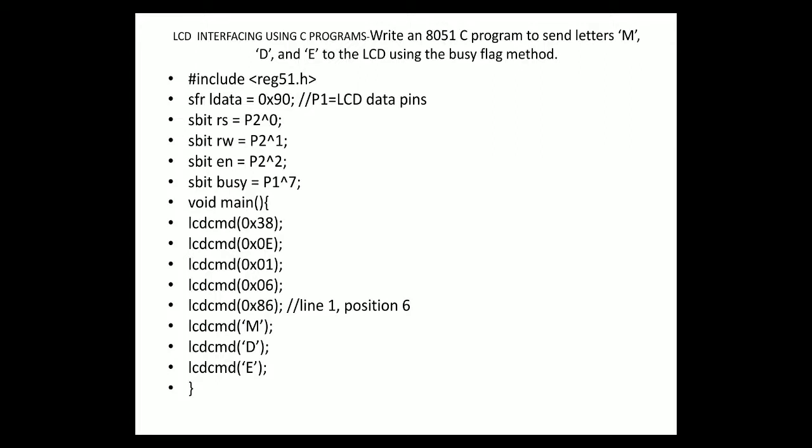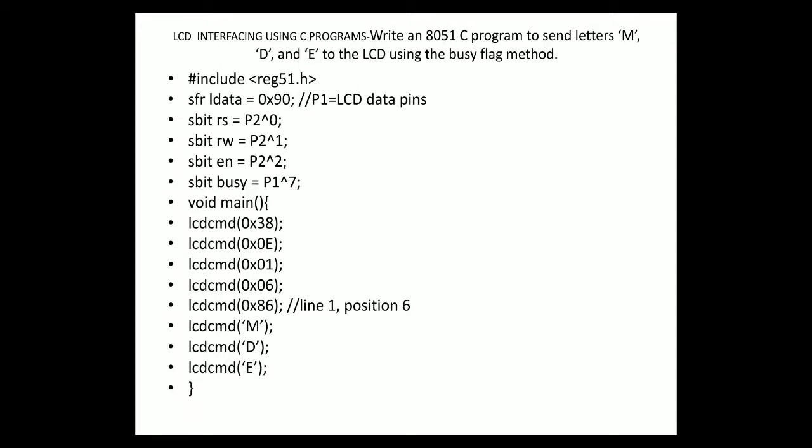Similarly, I have RS, RW, enable, and one more is added, BZ. So, how to initialize them? Using a data type. What is the data type used here? It is sbit. Getting this point? RS is a variable name, which will represent the actual RS pin. 2.0 is connected as RS, RW is 2.1, enable is 2.2. BZ is 1.7. I am using 1.7 for the BZ pin. I hope people have understood this.